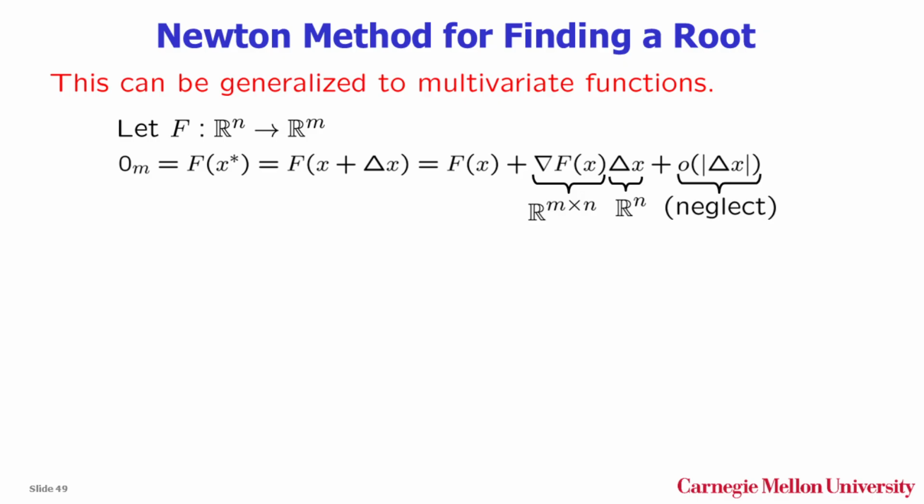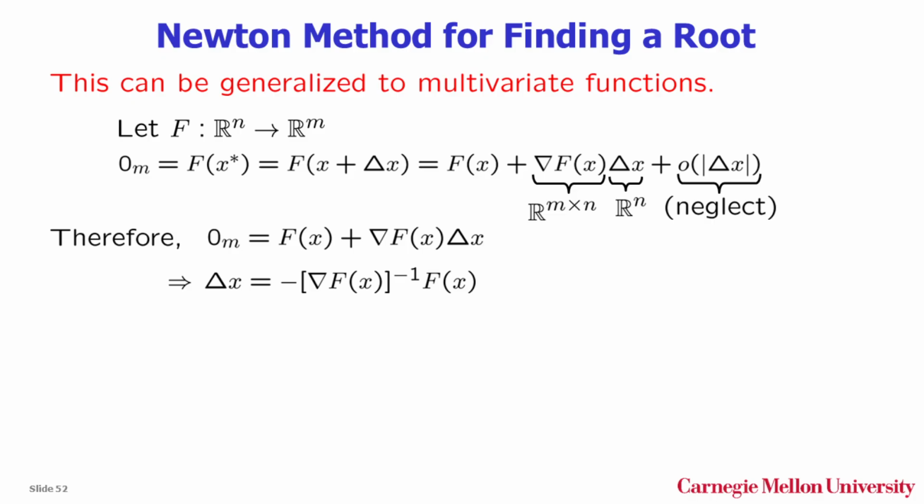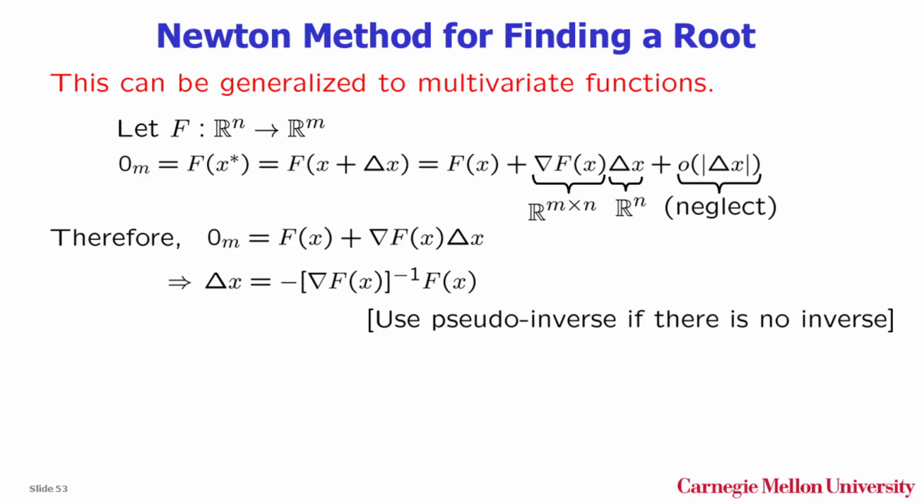As before, we will ignore the higher order remaining term. Therefore, f of x plus the derivative of f at x times delta x equals the m-dimensional 0 vector. We can solve this equation for delta x to obtain delta x equals minus the inverse of the derivative of f at x times f of x. If this Jacobian matrix is not invertible, we can use its pseudo-inverse instead.